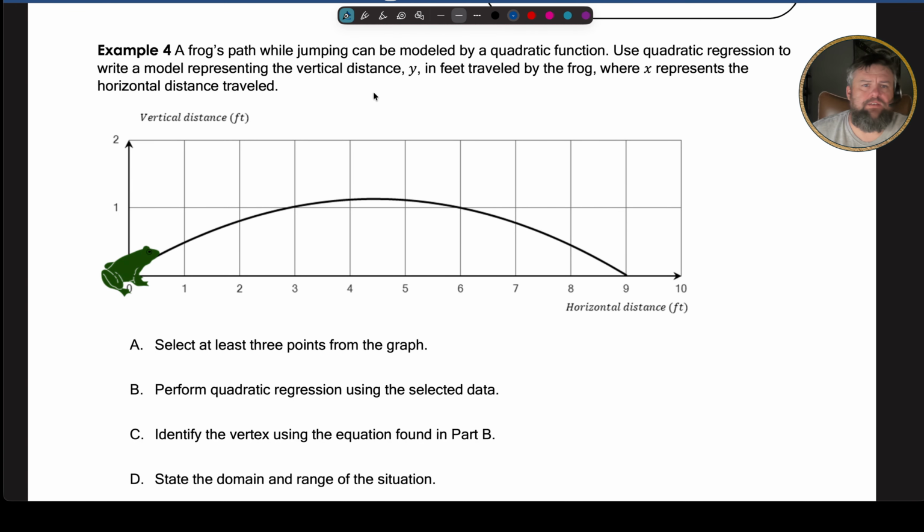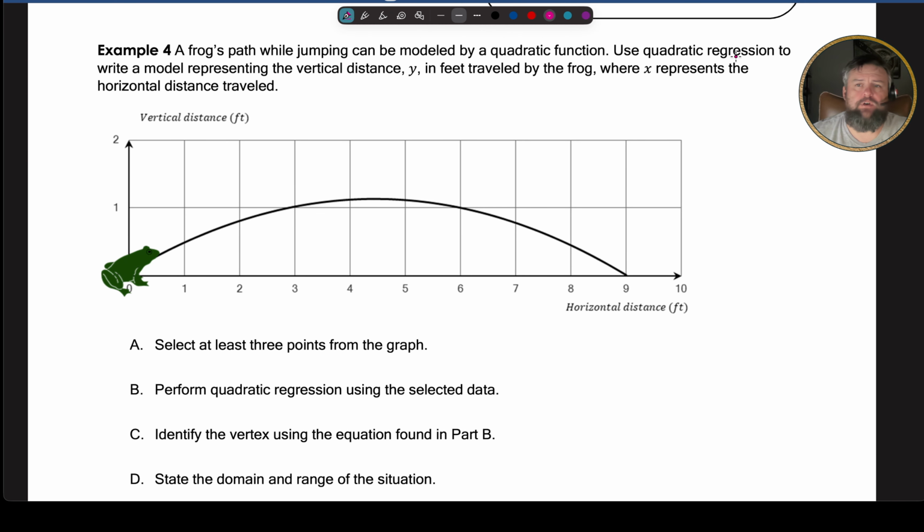All right, welcome back. This is going to be example 4 for writing quadratic equations given at least 3 points. We're going to look at a real world situation where we're studying a frog and the path that it's jumping. A frog's path while jumping can be modeled by a quadratic function.